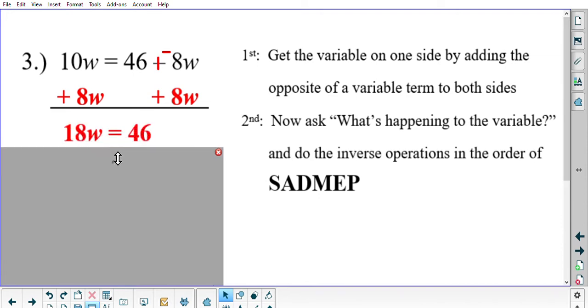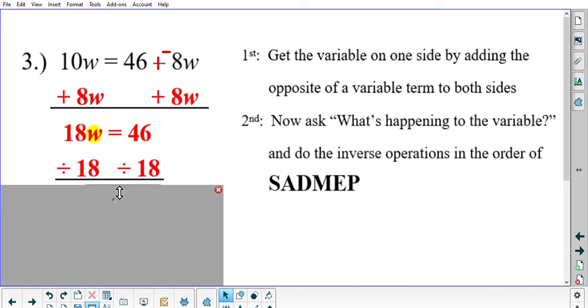Okay, so if you add by 8w, you will get 0 on the right plus 46, which is just 46. Left-hand side gives you 18w. And now you have a nice, short, and sweet equation that you can solve very quickly by asking yourself what's happening to your variable. You can see your variable is being multiplied by 18, and the inverse of multiplication is division. Please do not think that you're going to add by negative 18w on both sides. No. That's the kind of thing you do when you have a variable on both sides and you're trying to get it on one side.